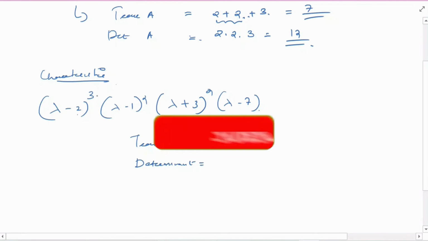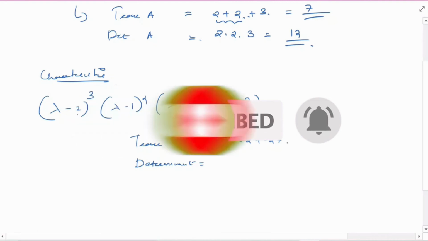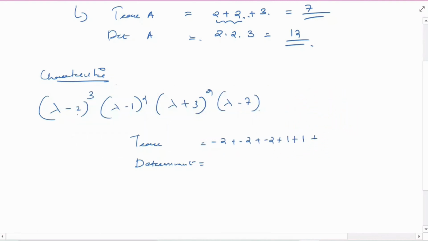Minus 2 we have to add 3 times. So minus 2 plus minus 2 plus minus 2, plus 1 is the next eigenvalue, which we have to add 2 times. And the next eigenvalue, which is minus 3, we also have to add 2 times. And the next eigenvalue, which is minus 7. And what is the sum? That is minus 6 plus 2 minus 6 minus 7. So that is equal to minus 4 minus 10 minus 17. So the trace will be minus 17.